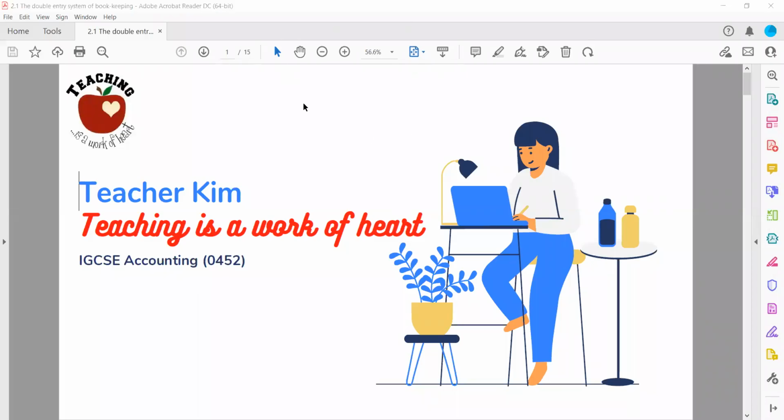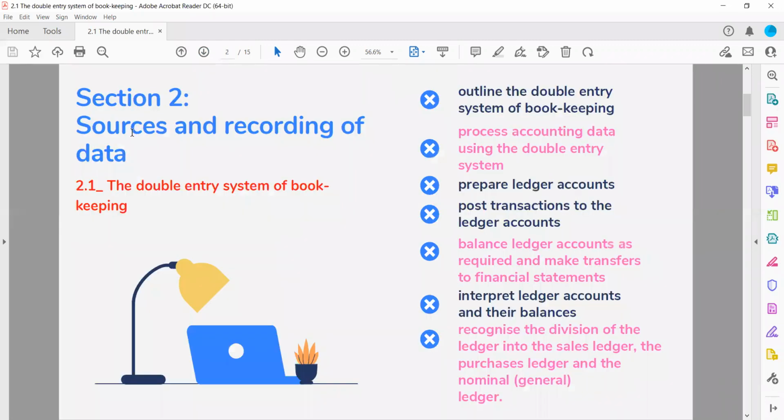Okay, today we're going to do section 2, source and recording. The first chapter for section 2 is the double entry system of bookkeeping. The syllabus requires us to know how to do the debit and credit, and using the accounting data we have, record debit, credit, and prepare the T account.